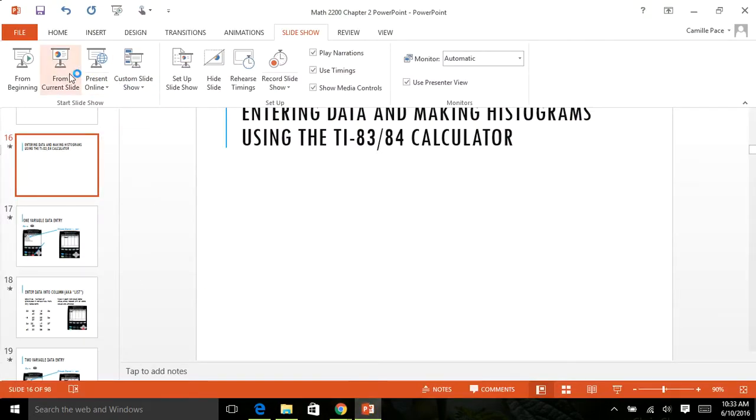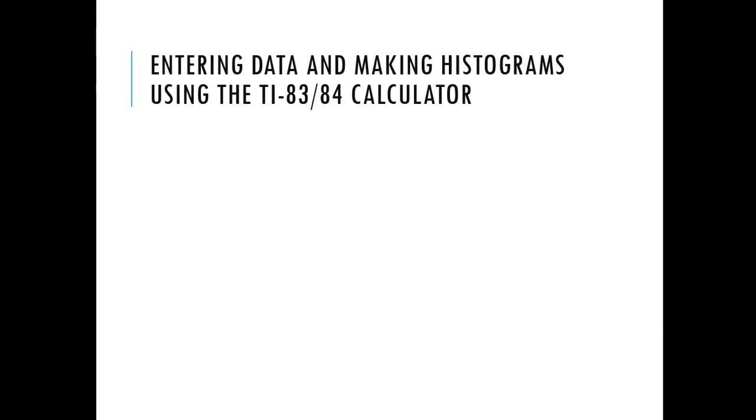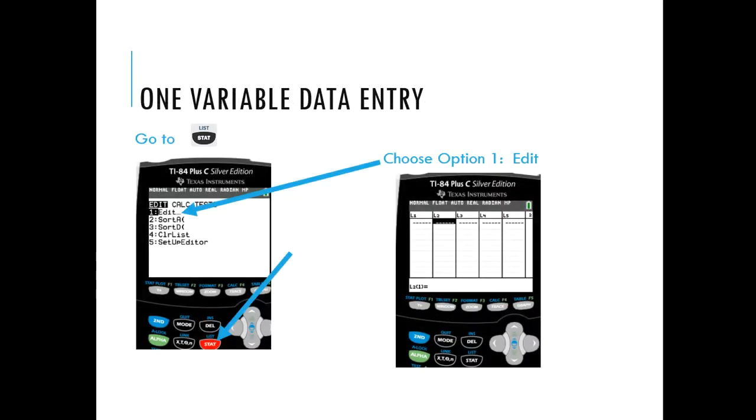Good morning. We're going to talk about using the calculator to make histograms. This one's going to focus on the 84. I'm going to try to make a video for the 83. These are both very similar calculators. There are some key differences, but I think if you can follow either one of the PowerPoints or the video, you should be fine. So let's start from the beginning.